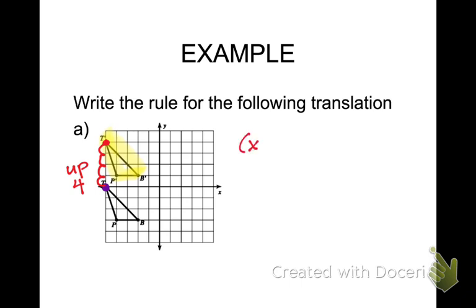Well, your rule always starts out with an x comma y, because that means that's your original ordered pair, is being changed to. Is my x shifting right or left? No. Nope. So x stays x. I'm just going to leave it x. Nothing's happening to it. Nothing changed. My y is going to be plus or minus 4. Plus 4. Good. So there would be your rule for the following translation.